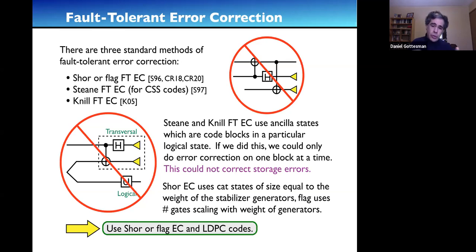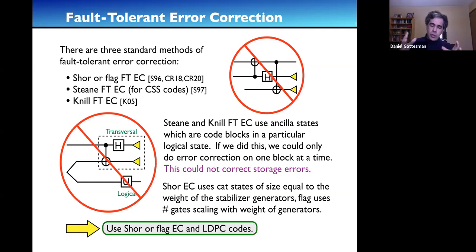So if you have an arbitrary quantum error correcting code, an arbitrary stabilizer code, that weight would be very high if you have a large block. And so Shor error correction and flag error correction are not good choices. But if you use an LDPC code, then Shor error correction or flag error correction is a good choice, because the size of each generator is small. And so we only need to touch a small number of qubits.